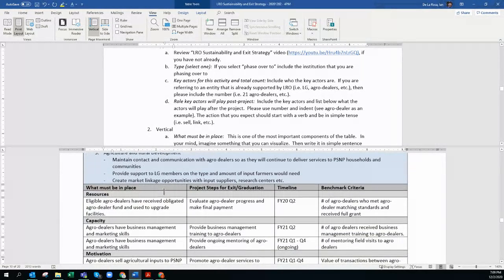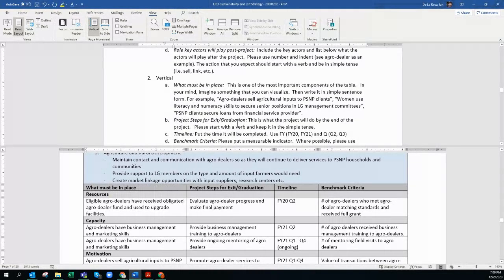Now the question is, what do we need to have in place by that time? All these right here are really important in how we think about them. So what do I mean by that? Well, as I've highlighted here, I want you to imagine something that you can visualize, then write it in a simple sentence.